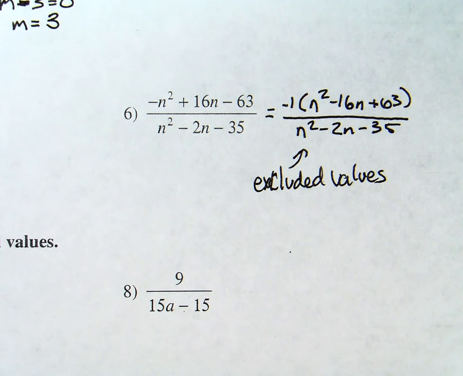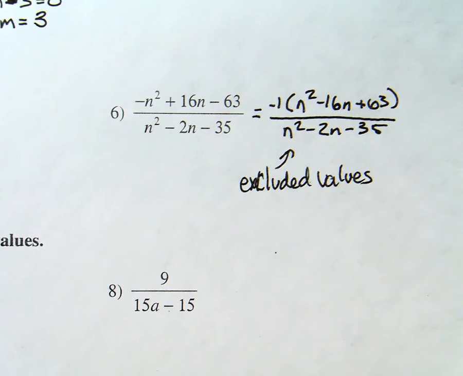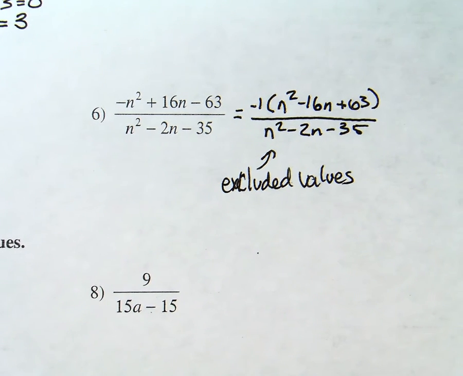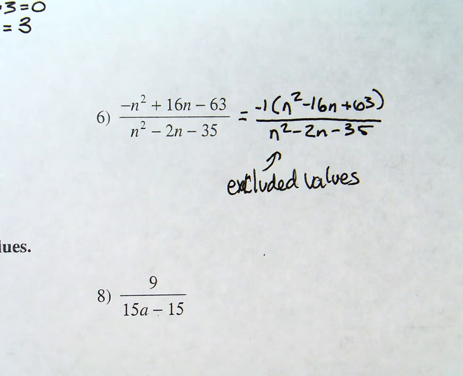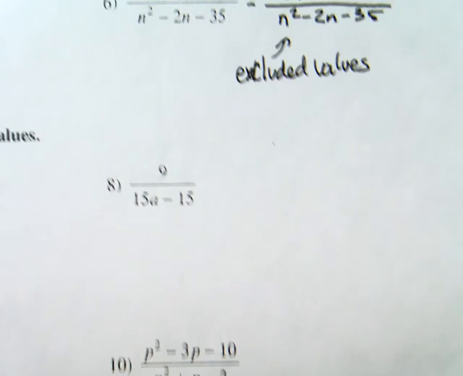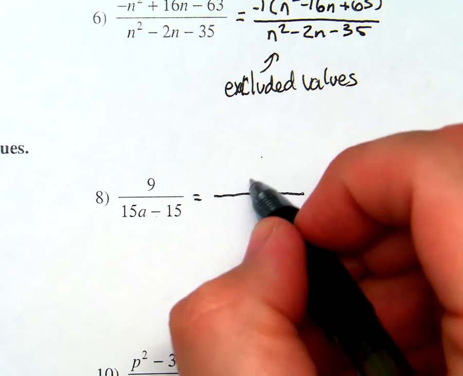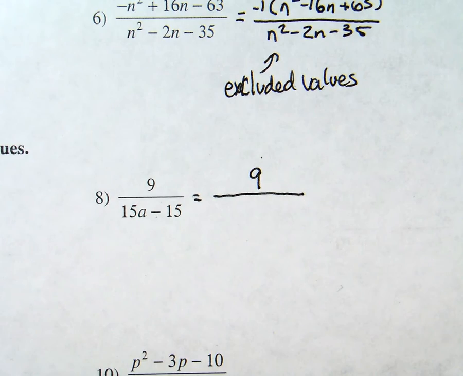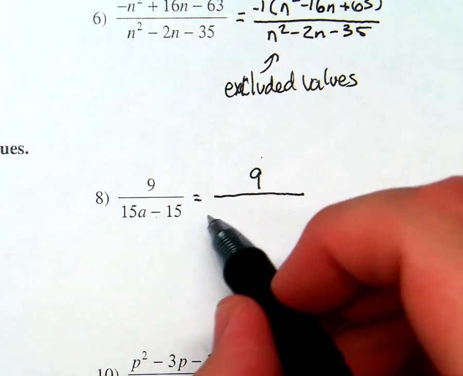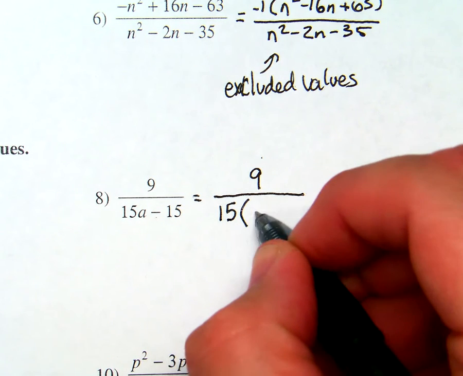So we factor them first and then we find the excluded values? Yep, factoring first, then find the excluded values. Like number 8. Nothing to factor in the top. What can I factor in the bottom? 15, and then I'd get a minus 1.